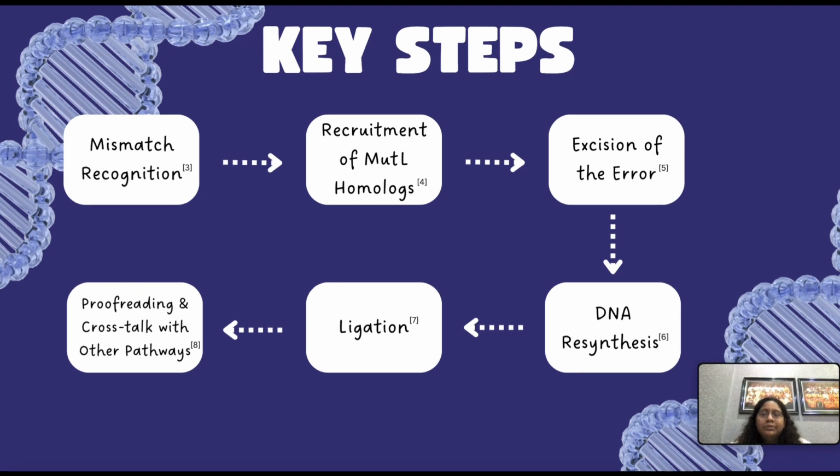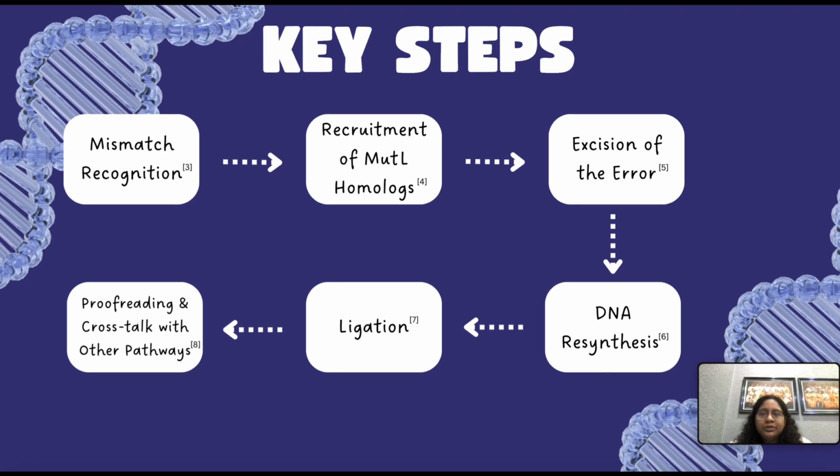The next step is actually recruitment of MutL homologs. So after the initial mismatch detection, MutL homologs are recruited. In eukaryotes, MLH1-PMS2, MutL alpha, plays a critical role, coordinating with downstream processes like DNA excision and repair. The MutL proteins help orchestrate the rest of the repair process by facilitating interactions with other proteins.